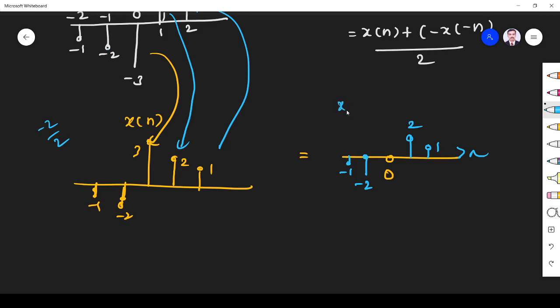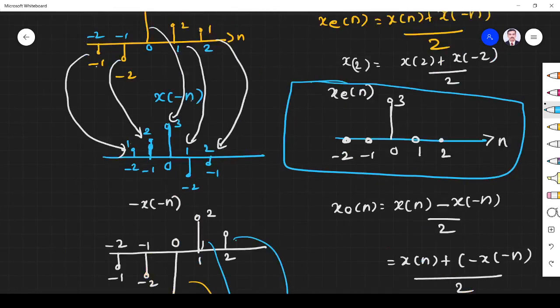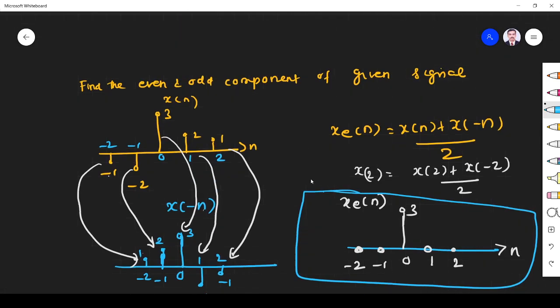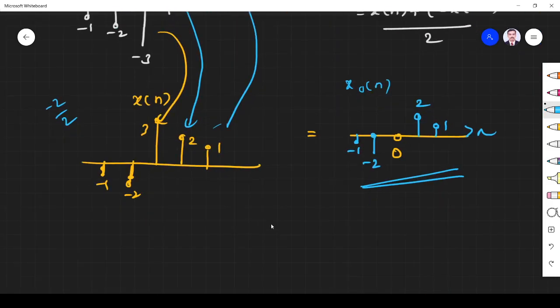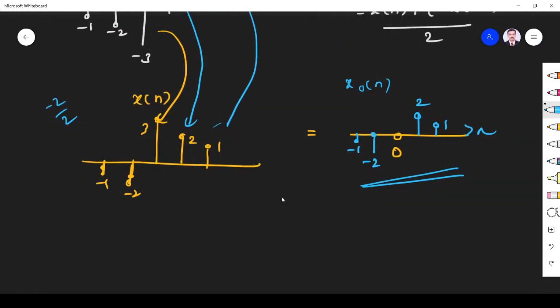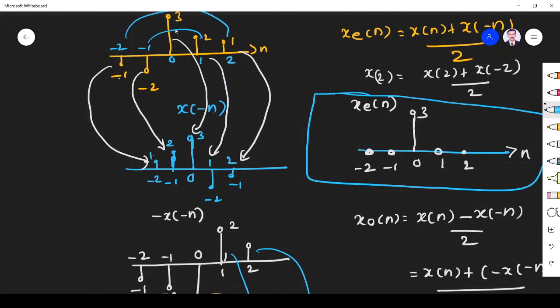This is what x o, right? So x o of n, it is fully odd component. So the resultant signal indicates our original signal contains only odd component. Even component is 0 except this one. That's true. Right? These are all odd components. Yes or no? This is odd component, this is odd component. That we got. Are you understanding the logic? We got those odd components. This 3 is an even component. That we got.